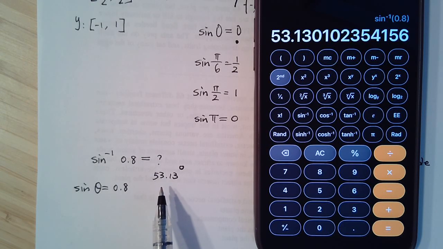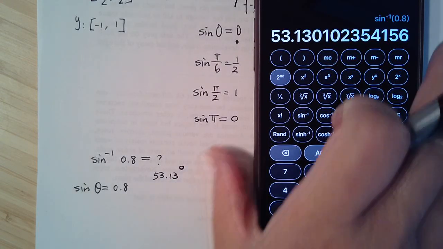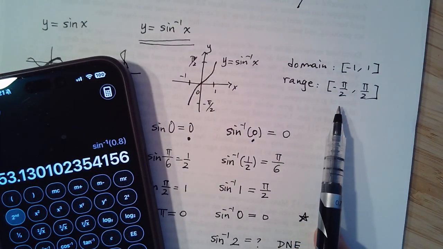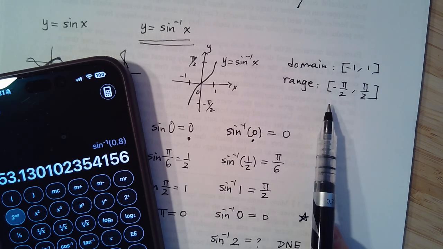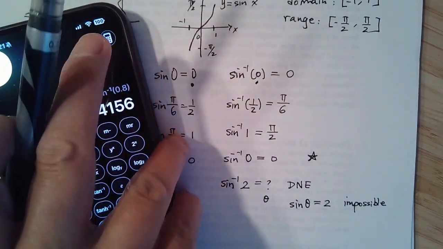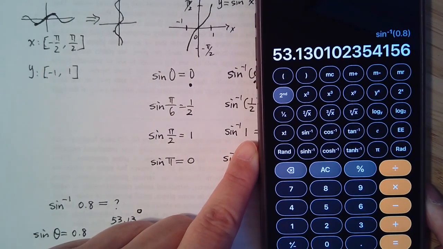If you don't have that, your answer is going to be 53.13, but your range is only from negative π/2, which is negative 1.57 something, to positive 1.57 something. So that 53 is way beyond. Okay, so how do you use this to find the measurement in radians?